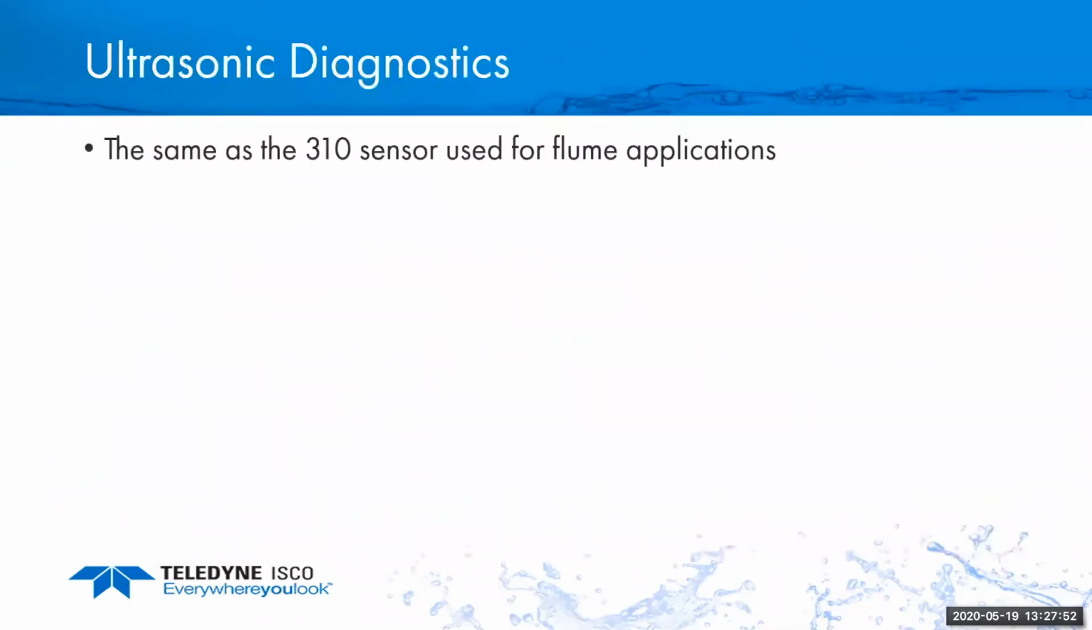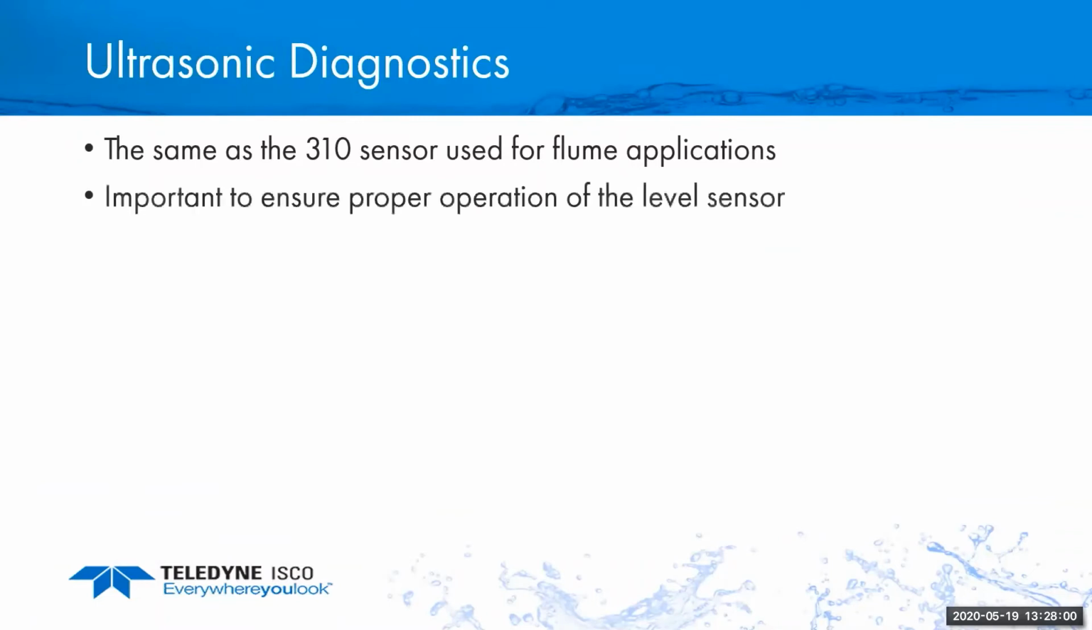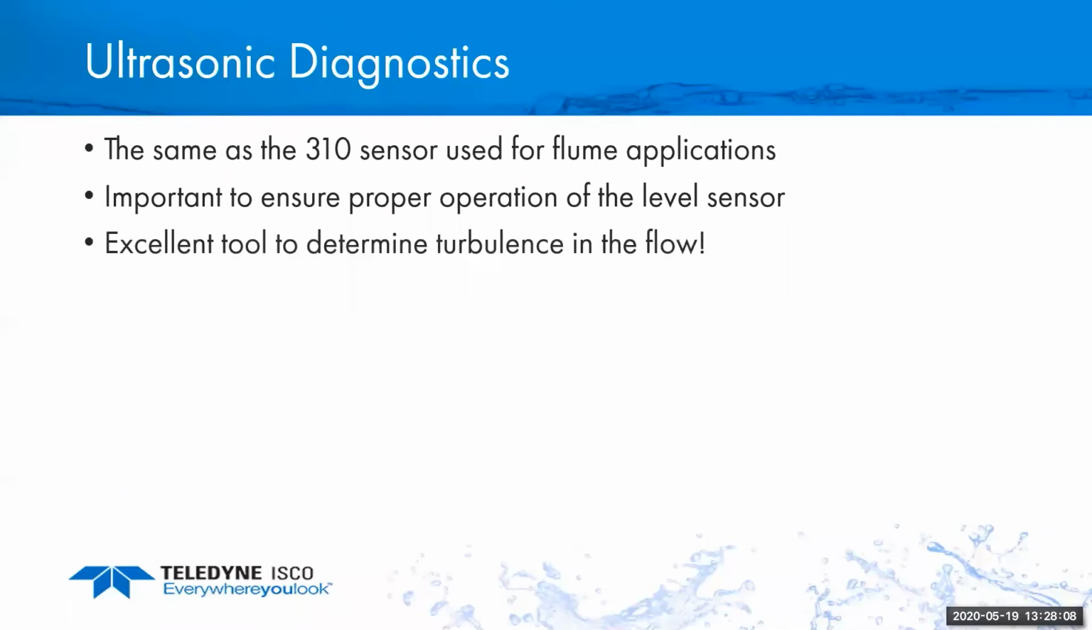Okay, I'm going to talk a little bit about the ultrasonic, although Darrell did a great job covering that. But it uses the same sensor as the 310 that he talked about for flume applications or basic open channel applications. It's important, obviously, to make sure the sensor is level, but it really is an excellent tool to determine the turbulence in the flow.